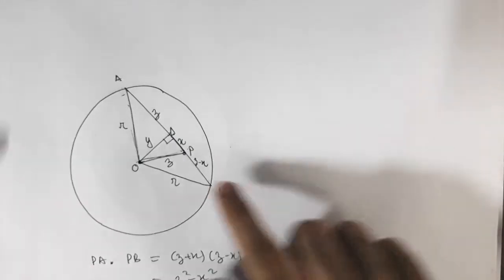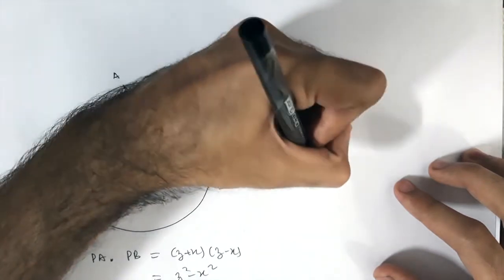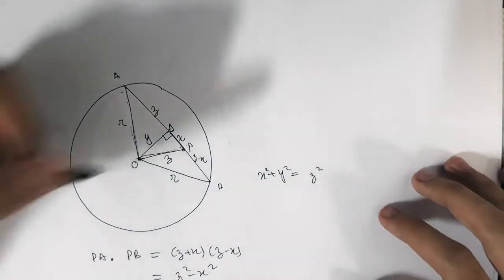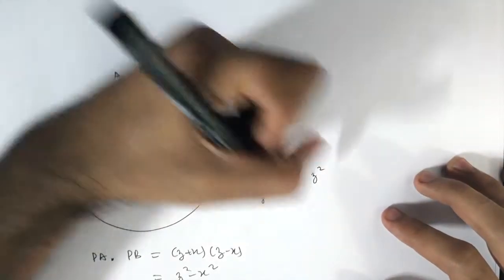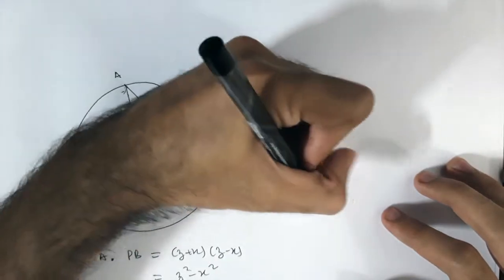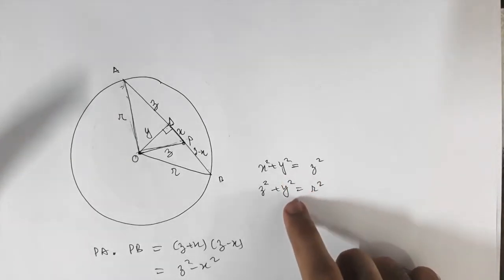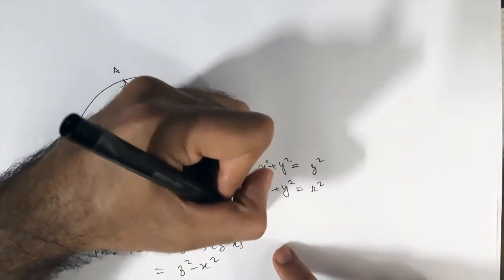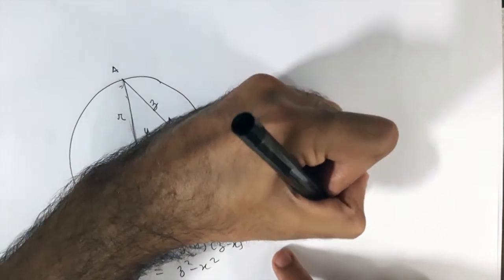So let's see, in this triangle we have X square plus Y square equal to Z square and in this triangle we have Z square plus Y square equal to R square. So what should we do here then? Okay, I think yeah, we've got this right. So let's subtract these two. So we'll have X square minus Z square equal to Z square minus R square.